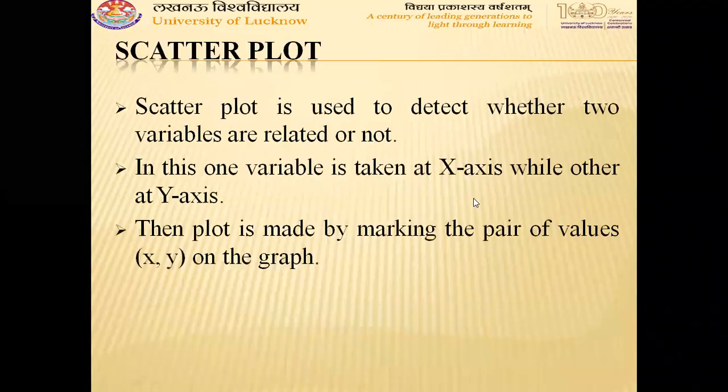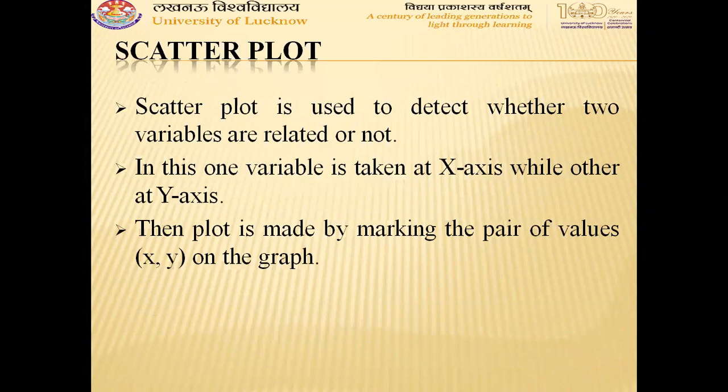So for correlation and regression, they both are used to study the relationship between two or more variables. For relational study, we start with a scatter plot. A scatter plot is used to detect whether two variables are related or not, and if there is a relationship, then what is its type.